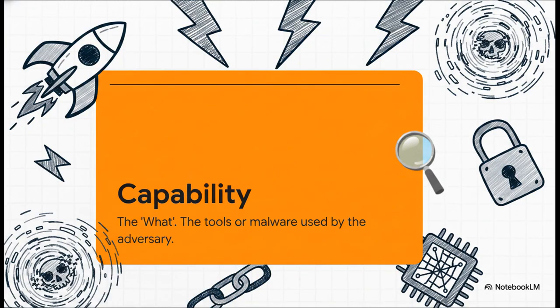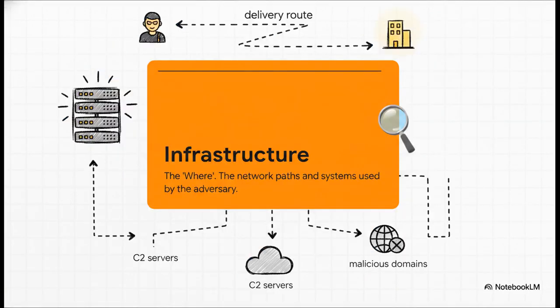Next, you've got the capability. This is the what. Think of it as the weapon they used, the specific piece of malware, the exploit, the tool that got the job done. Of course, that adversary needs a base of operations or a delivery route. That's the infrastructure. This is the where, things like C2 servers, malicious domains, IP addresses, the whole network side of things.